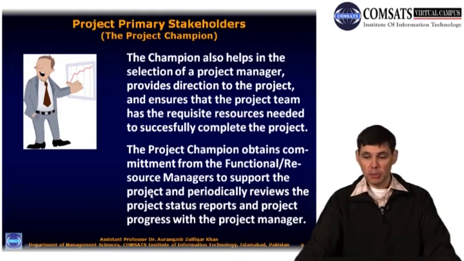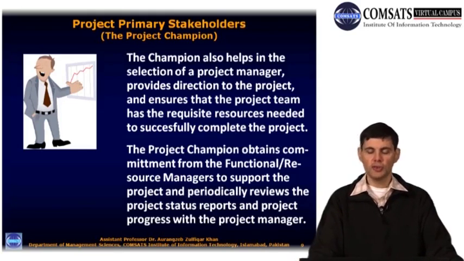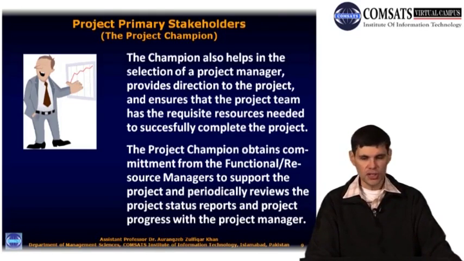The project champion obtains commitment from the functional resource managers to support the project. They will be providing inputs, and periodically reviews the project status reports and project progress with the project manager. Every project, every program must have a reporting system. Status reports are a very crucial component of this reporting system. It is through the status reports that one can see how the project is doing, whether the targets are being met, whether the timelines are being kept, whether the budget is not being overrun, and so forth. And one of the roles of the project champion is also to look at these status reports, see how things are going, discuss any issues, and see how, if there are any problems, they can be resolved.